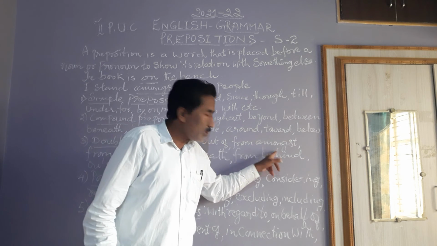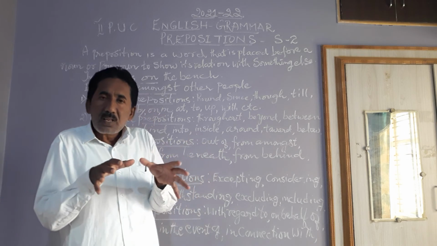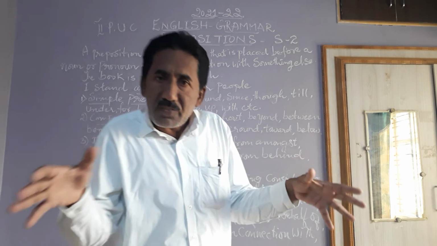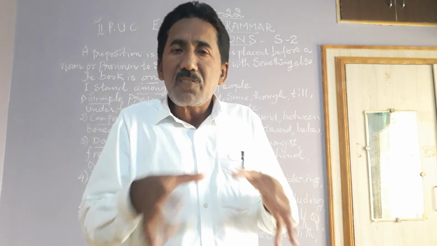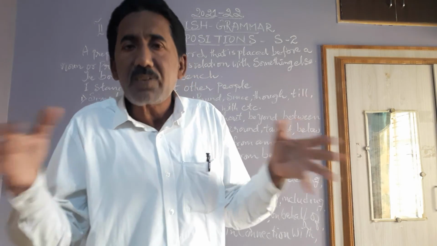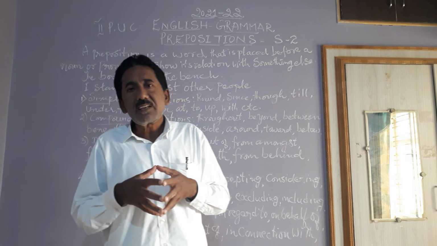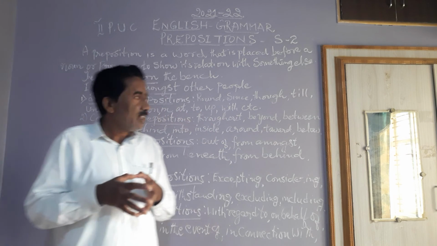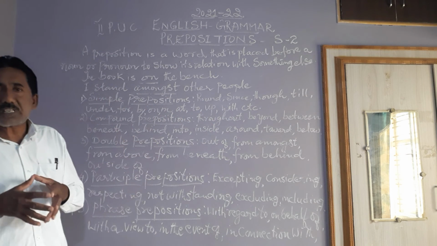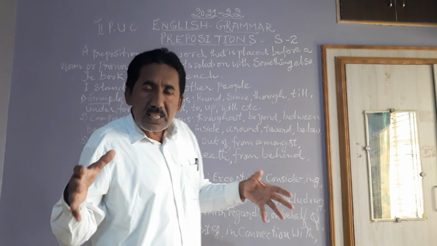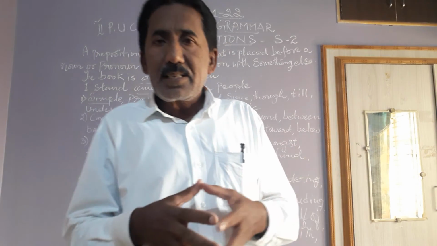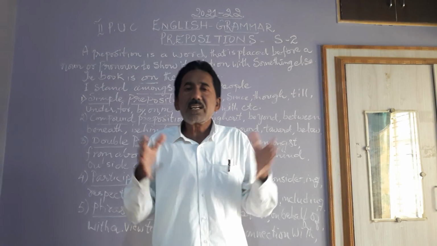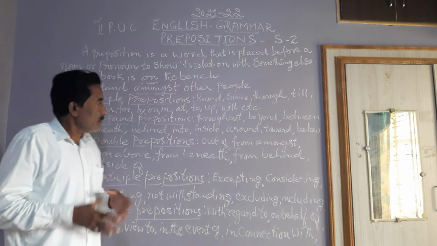Next, from amongst. Okay, from amongst the winners. So the final selection is made from amongst the winners. Okay, from amongst the winners. From amongst the participants. From amongst the dignitaries. From amongst the students. Okay, so that can be said.